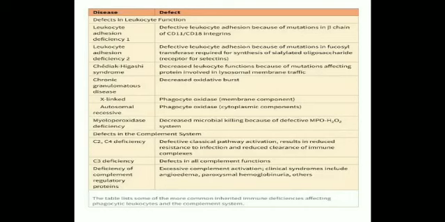Over here you can see that defects in leukocyte function are also discussed. We have also discussed Chediak-Higashi syndrome, chronic granulomatous disease. As I told you, there is a defective oxidative burst, X-linked, for example, phagocyte oxidase membrane components. Defects in the complement system, for example, C2, C4 deficiency, or C3 deficiency, or deficiency of complement regulatory protein, can also lead to defects in leukocyte functions.